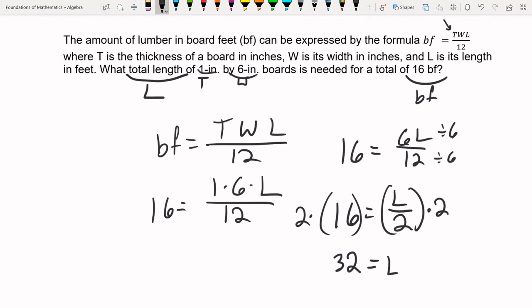And you'll see that the T is the thickness of the board in inches, which was given to us in inches here. W is the width in inches, and that's also given to us in inches. And L is the length in feet. So this is going to be 32 feet.